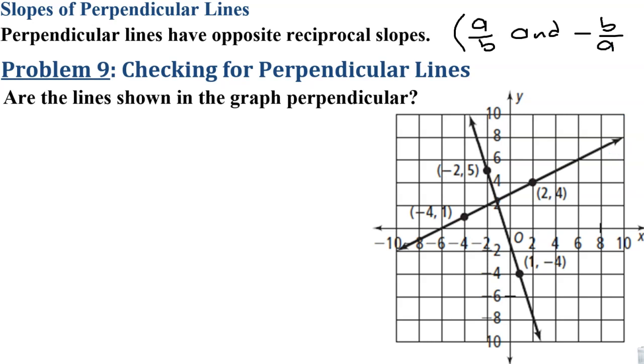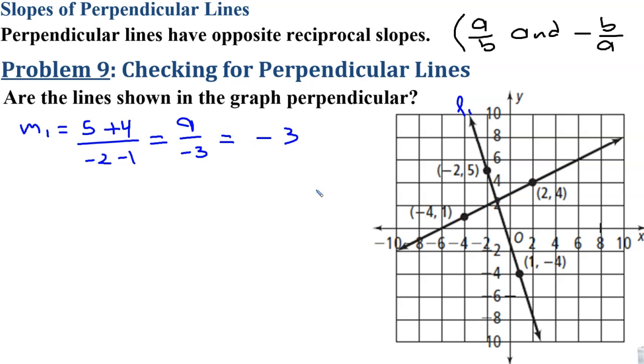Okay, so let's go ahead and check the slopes of these lines. We'll say my line with a negative slope, the one decreasing from left to right, is my L1 here. So are the lines shown in the graph perpendicular? That's what we're checking. Do they have opposite reciprocal slopes? So we'll say M1 is equal to y minus y, so we can say 5 plus 4 over x minus x, so -2 minus 1. So we get a 9 on top over -3 on bottom, which would be a -3 for a slope.